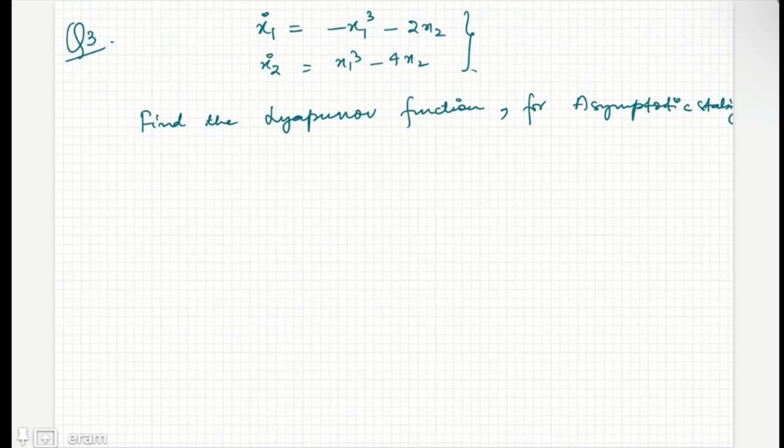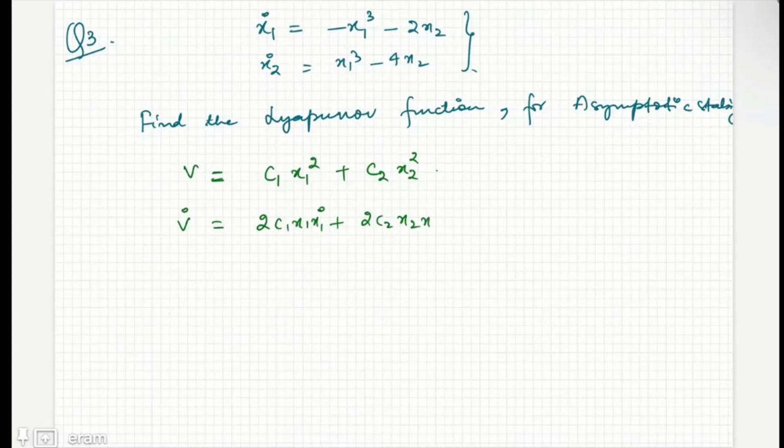Okay, let's start with a general quadratic Lyapunov function, because we need to satisfy the condition of positive definiteness for the Lyapunov function. So the easiest one is to start with a quadratic Lyapunov function. Since we have two states, we can start with c1 x1 square plus c2 x2 square. Now its derivative along the system trajectories is 2 c1 x1 x1 dot plus 2 c2 x2 x2 dot. Now let's do the calculations.